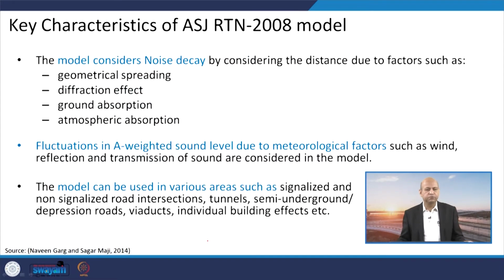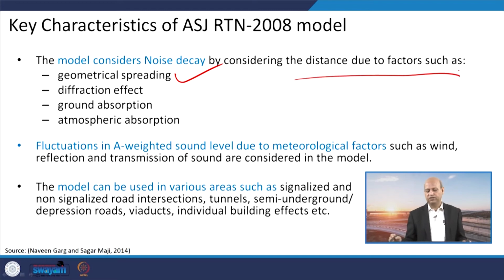Well, the key characteristics of this particular model are geometric spreading, and then diffraction effect, and ground absorption, how much energy is absorbed, or the noise energy, sound energy you can say, and atmospheric absorptions also. So, those kind of things are considered between the receptor and the source. Okay. And then A weighted sound level due to meteorological factors such as wind or reflection and transmission of the sound are considered in this model, and it can be used for various areas like signalized and non signalized road intersections or tunnels or semi underground, okay, depression roads or viaducts, individual building effects, etc. So, versatility is there in this particular model.